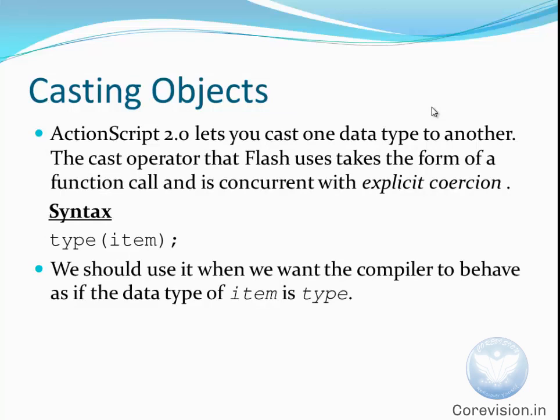Casting objects. ActionScript 2.0 lets you cast one data type to another data type. The cast operator that Flash uses takes the form of a function call and is equivalent to explicit coercion. The syntax for it is type(item). We should use it when we want the compiler to behave as if the data type of the item is type.